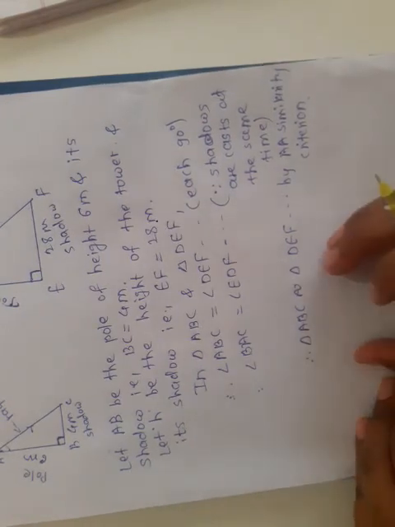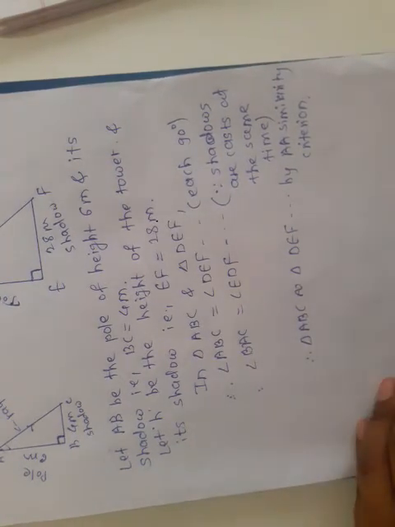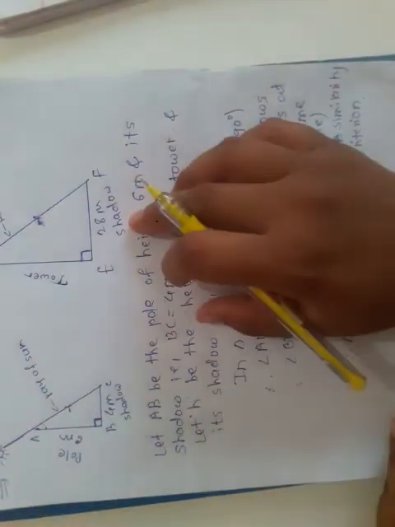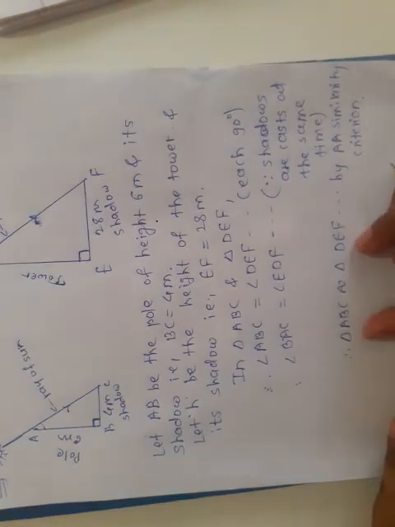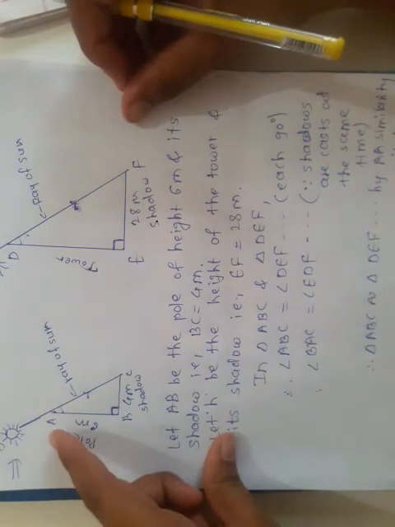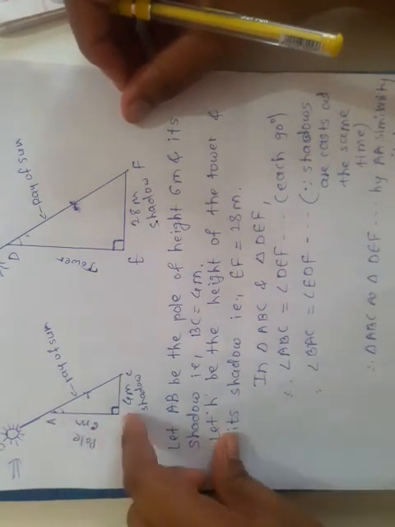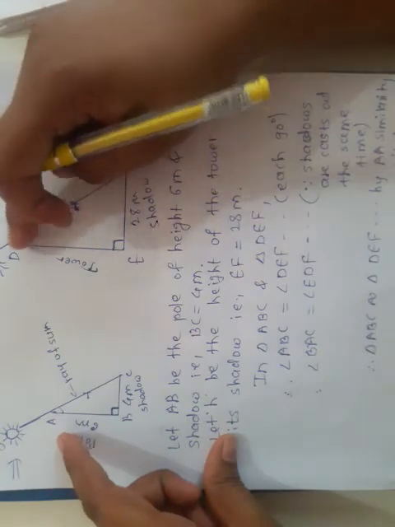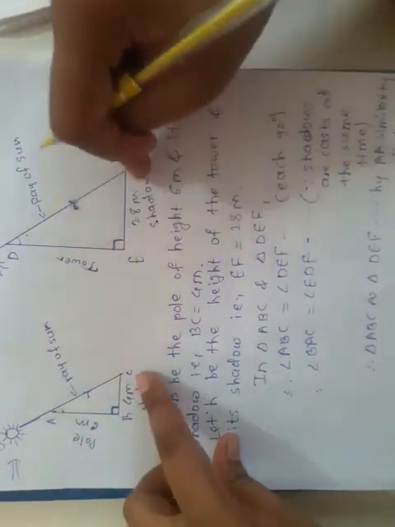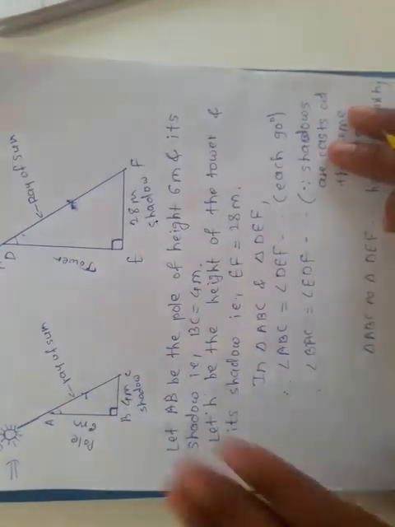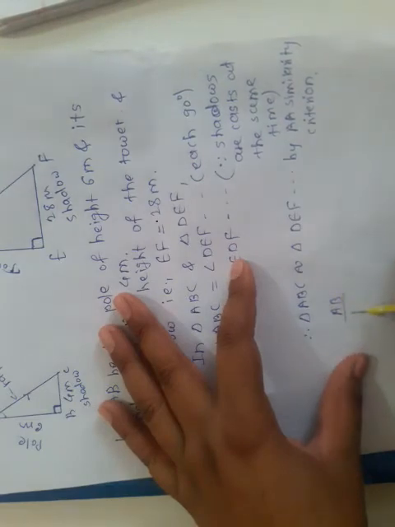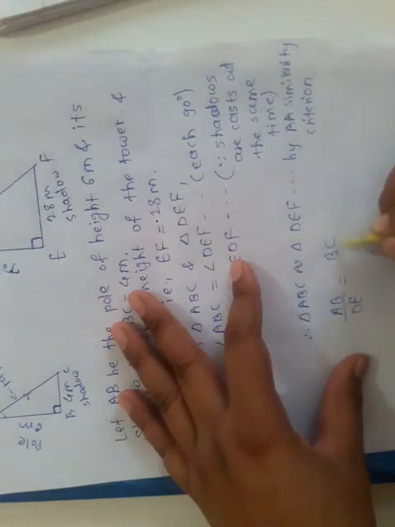Once we get these two triangles are similar, we can say that their corresponding sides are proportional. So we can take the sides like this: the corresponding side of AB is DE, the corresponding side of BC is EF, and the corresponding side of AC is DF. But we need only these four sides, so we can take the ratio of AB with DE. Write down like this: AB upon DE is equal to BC upon EF.